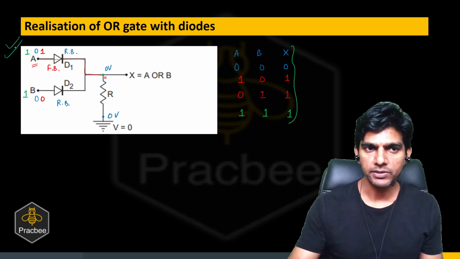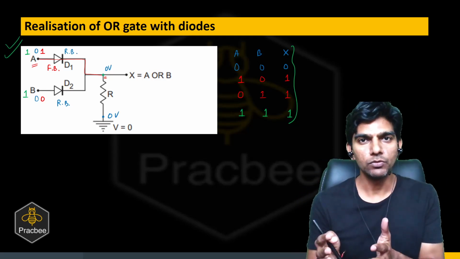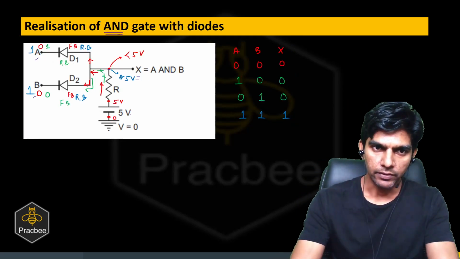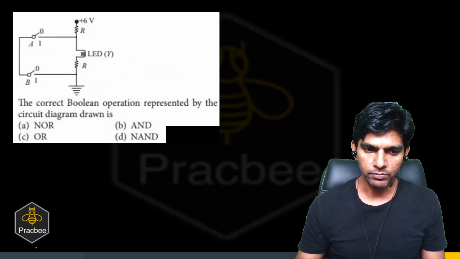I think this concept is clear, right? Suppose this diagram is given in the exam, I think now you'll be able to figure out that this is an OR gate. And if this diagram is given in the exam, then you know this is an AND gate. Okay, now let us see some illustrations.